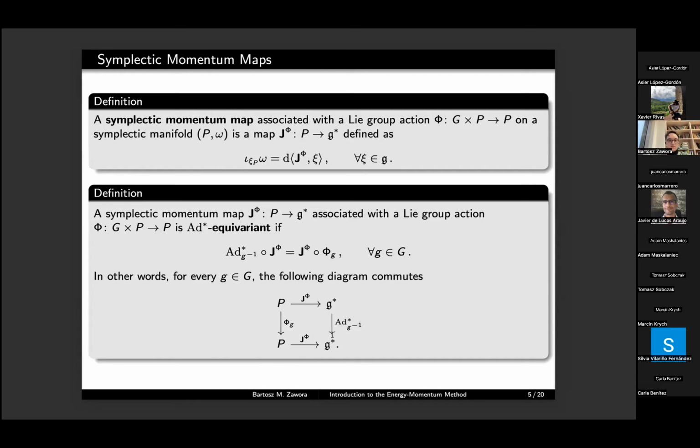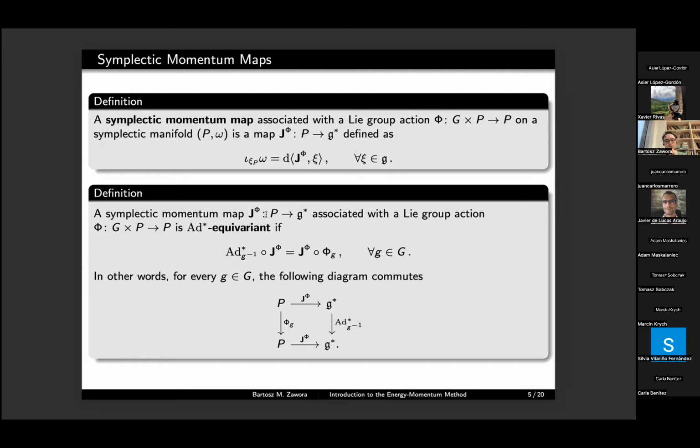So what is a symplectic momentum map? It is associated with a Lie group action on a symplectic manifold, and it is a map from the symplectic manifold to the dual of the Lie algebra. It's defined as follows: the contraction of omega with the fundamental vector field is given by the exterior derivative of the momentum map paired with xi, where these angle brackets denote the natural pairing between g and g star. So this is the definition of the momentum map.